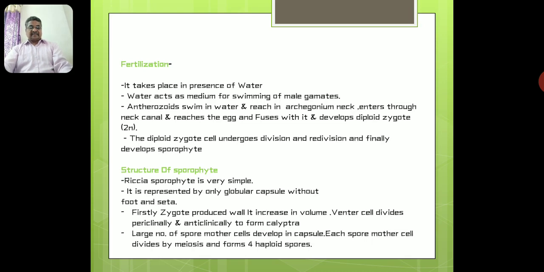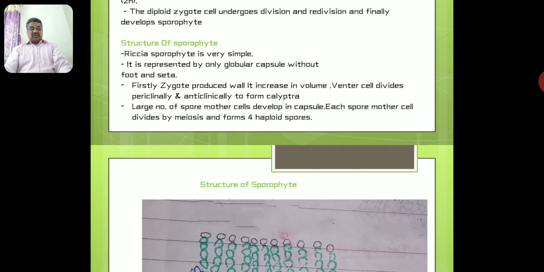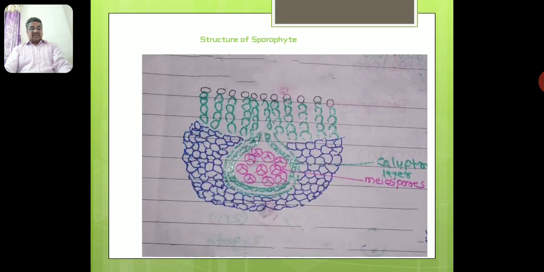of Riccia, as I already mentioned initially, the Riccia sporophyte is very simple. It is represented by only a globular capsule without foot and seta. So foot and seta, these are the two parts of the sporophyte and they are absent in Riccia. So in Riccia you will find only the capsule. Firstly, the zygote will produce a wall around it.